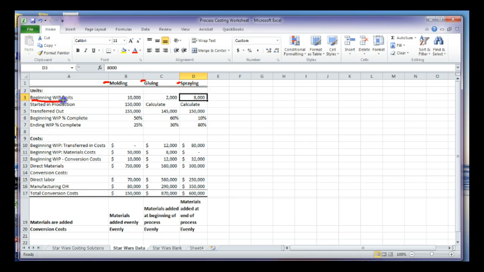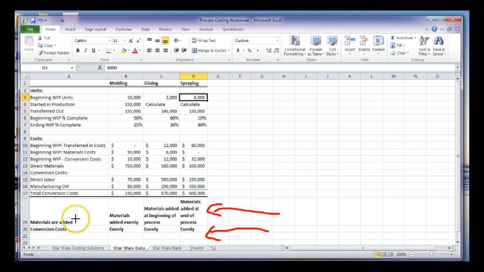We have some beginning work in process. We have some stuff starting the production. One of the things worth noting, very important, on these cost sheets, we talk about units and we talk about costs. And these are separated here by big bold headings called units and costs. So here we have 10,000 units. Here we have $50,000. Should we just go into it? Other little tiny things that are pretty important that you'll see in the book.